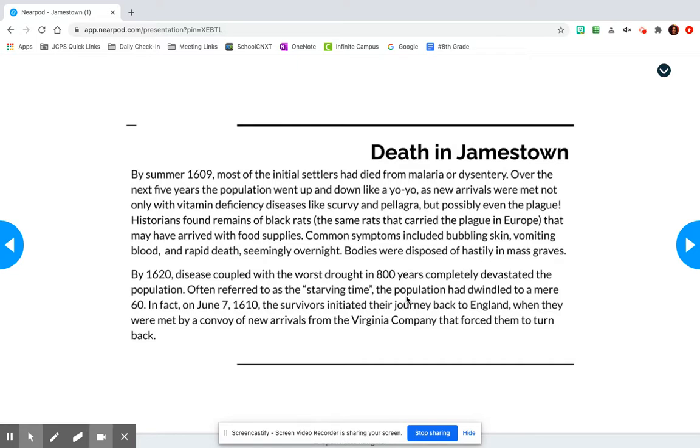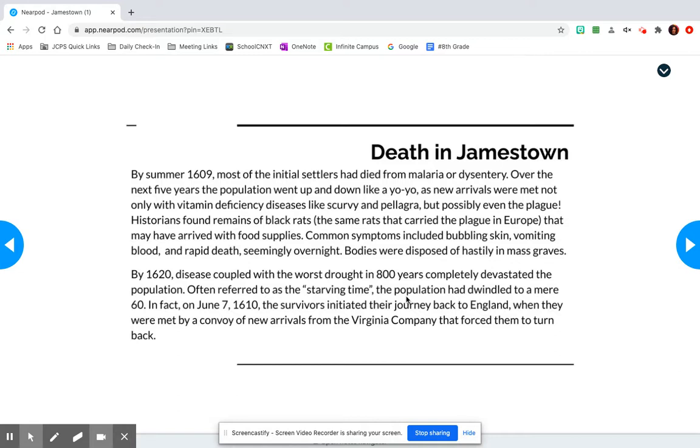By summer 1609, most of the initial settlers had died from malaria or dysentery. Over the next 5 years, the population went up and down like a yo-yo, as new arrivals were met not only with vitamin deficiency diseases like scurvy and pellagra, but possibly even the plague. Historians have found remains of black rats, the same rats that carried the plague in Europe, that may have arrived with food supplies. Common symptoms included bubbling skin, vomiting, blood, and rapid death, seemingly overnight.